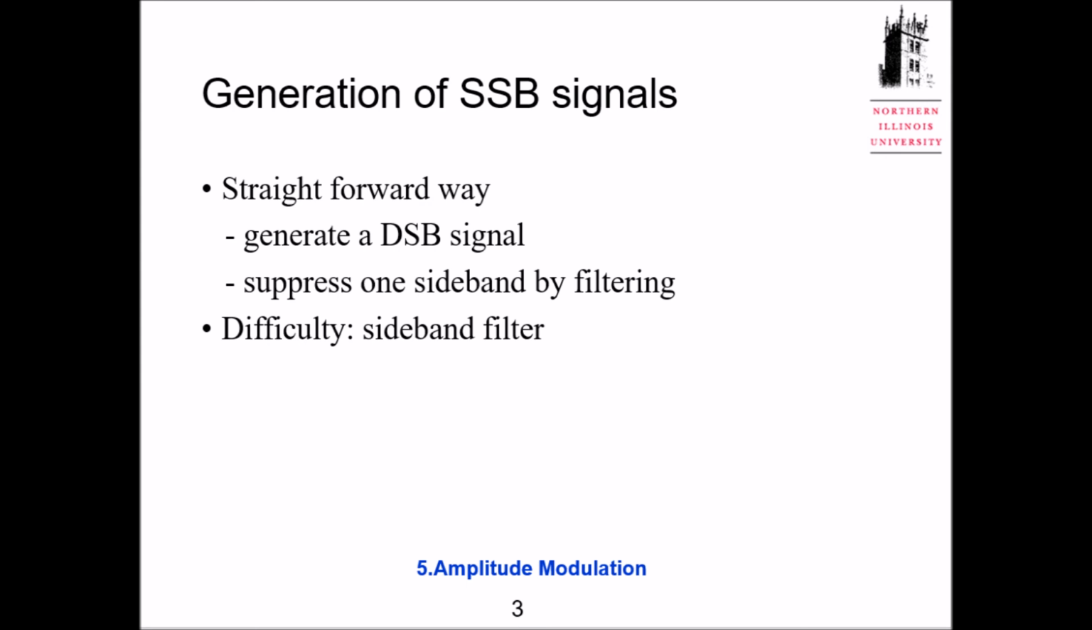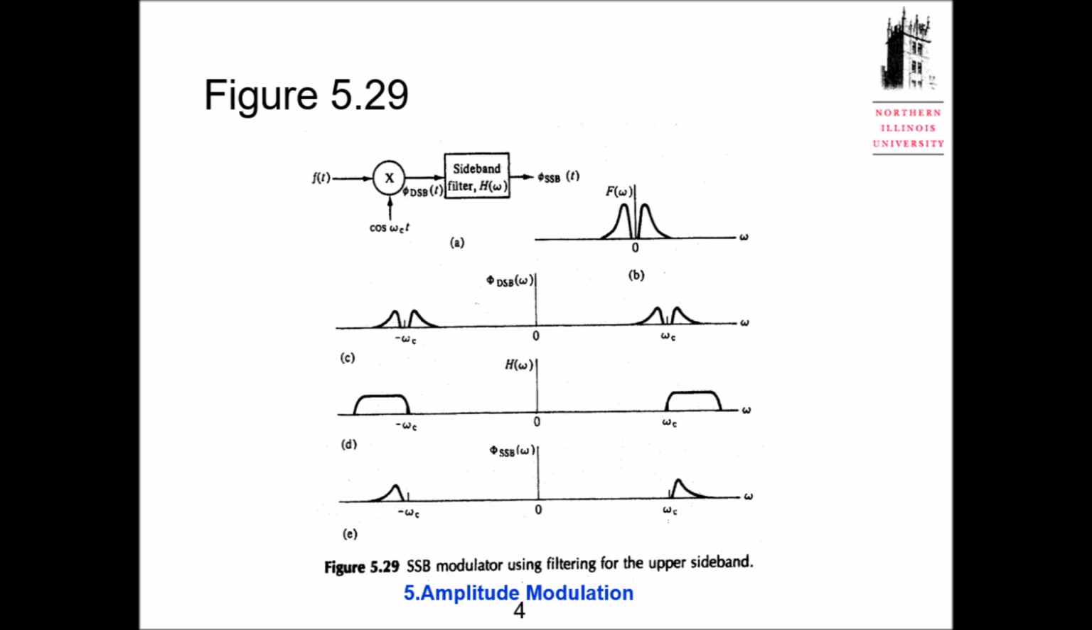Let's look at one example. Okay, so we have a double sideband. I have an original message. This is double sideband suppressed carrier. We have a specially designed sideband filter. This one will pass the upper sideband, so we have single sideband. Double sideband goes through the filter, and we get single sideband. So this is the straightforward way. However, the difficulty will be this filter.